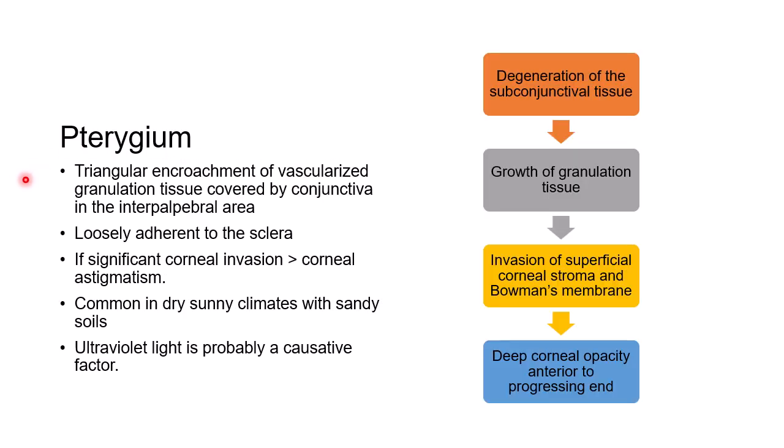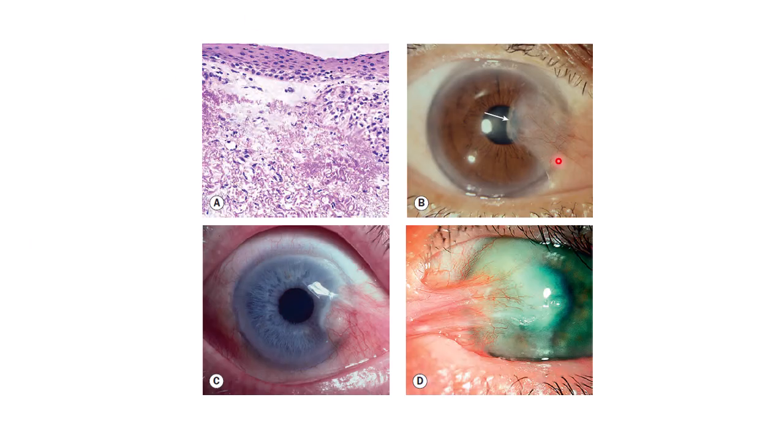Then we come to pterygium. A pterygium is basically an advanced form of a pinguicula where there is a triangular encroachment of vascularized granulation tissue covered by conjunctiva in the interpalpebral area. For example, here, this is a pterygium. Also this one.